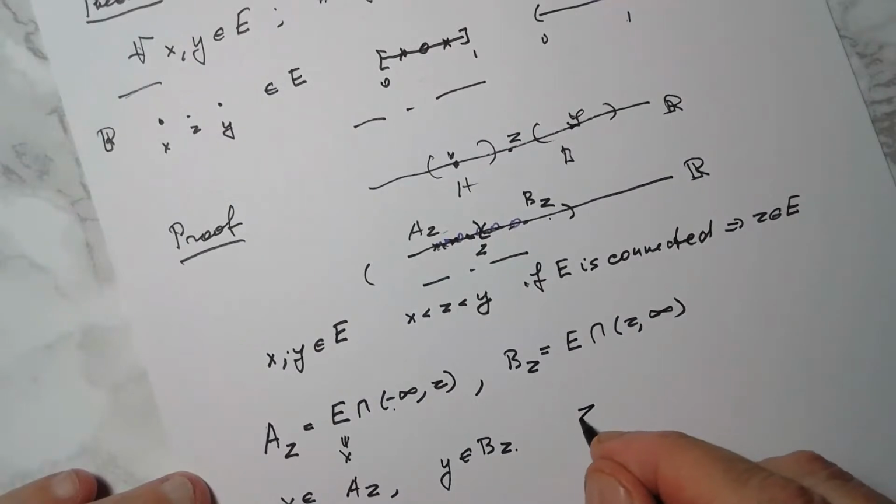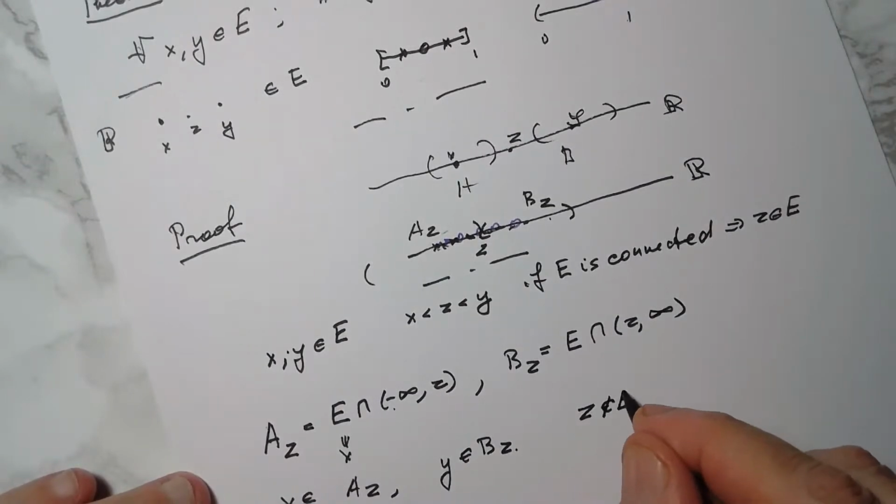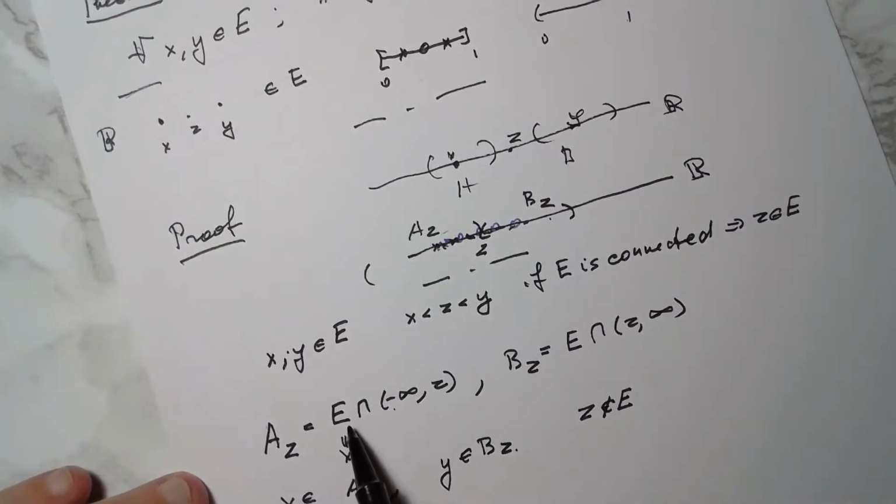So now let's suppose that Z does not belong to E. This is kind of a proof by contradiction. Then what happens if I take A sub Z intersected with B sub Z? Well, it will contain everything in E, but it will be between minus infinity and Z, including Z. So A sub Z will be somewhere in whatever E intersected with minus infinity Z. And if Z does not belong there, then that means that this set intersected with this set B sub Z over here will be empty.